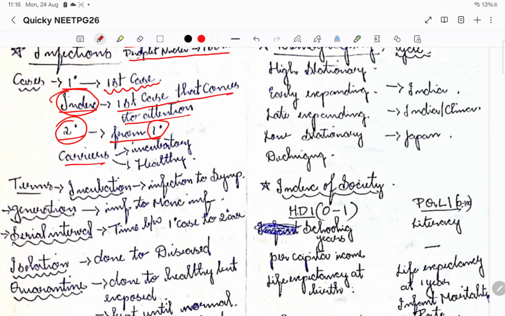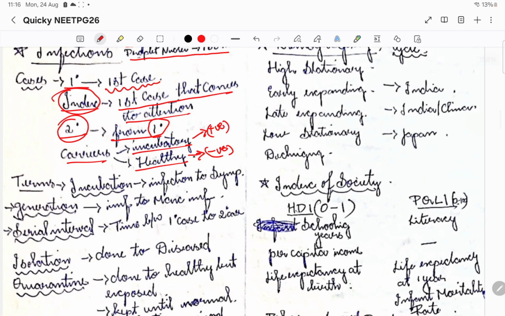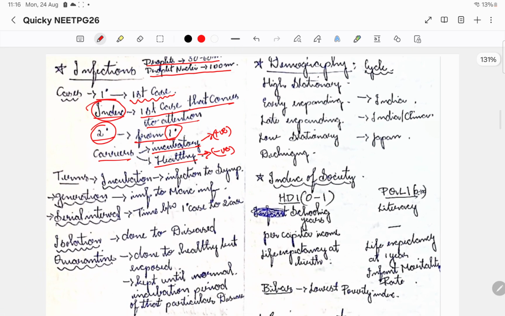Then the carriers are of two types, that is incubatory carriers and healthy carriers, okay. Healthy carriers will not have the disease, but they'll carry it everywhere, okay. Whereas the incubatory carrier will be having the disease and will be spreading it to everyone, okay. So that is the incubatory carrier, okay. These are the types of cases that I want you guys to learn.